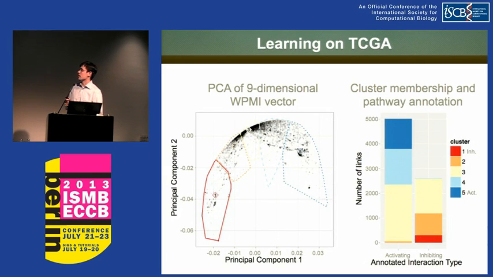So here is what the clustering looks like in principal component space. We have 5 clusters, and they form a nice range along this parabola. So this is 1, 2, 3, 4, 5. And here is what the populations of those clusters look like relative to their annotation in the pathway. Clusters 4 and 5 are almost exclusively activators, and clusters 1 and 2 are almost exclusively inhibitors, and then cluster 3 is just in the middle.